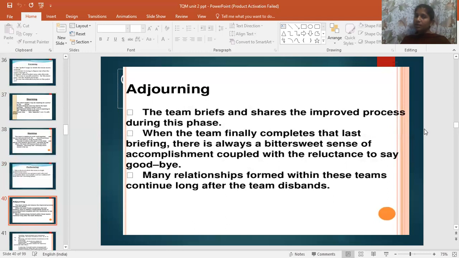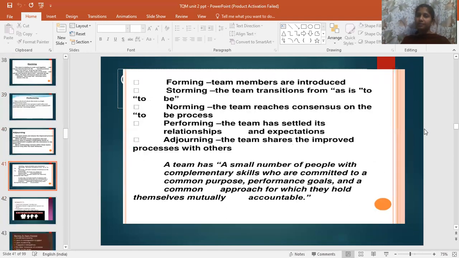And the last one is adjourning. The team briefs and shares the improved process during this phase. When the team finally completes the last briefing, there is always a bittersweet sense of accomplishment coupled with reluctance to say goodbye. Many relationships formed with these teams continue long after the team disbands.